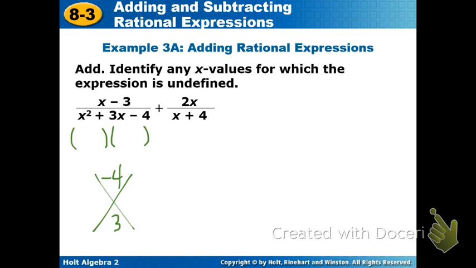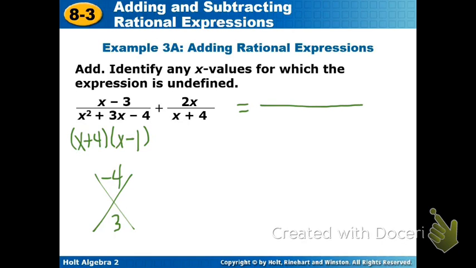Negative 4 and 3, what's that going to factor into? Positive 4 and negative 1. Thank you. Okay. The x plus 4 in our second rational expression, we cannot do anything with that, right? Okay, so let's come over here.